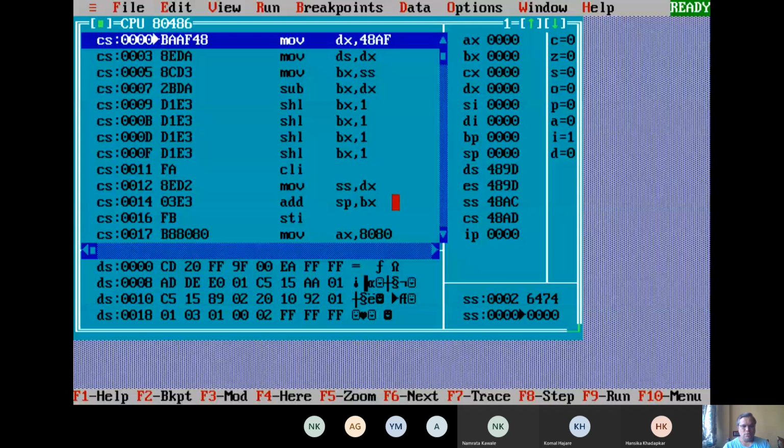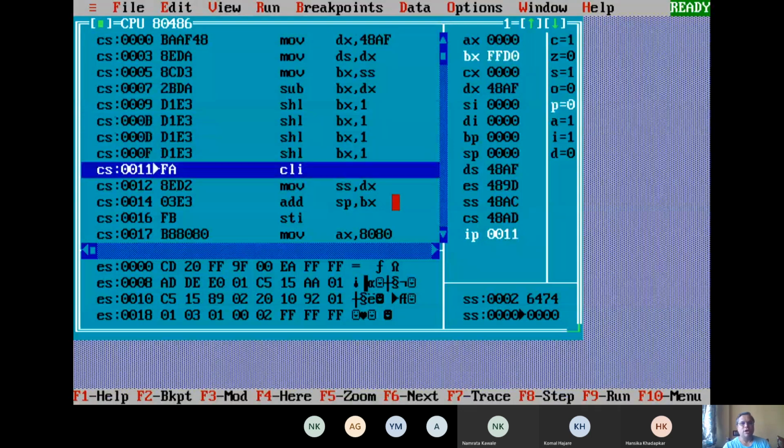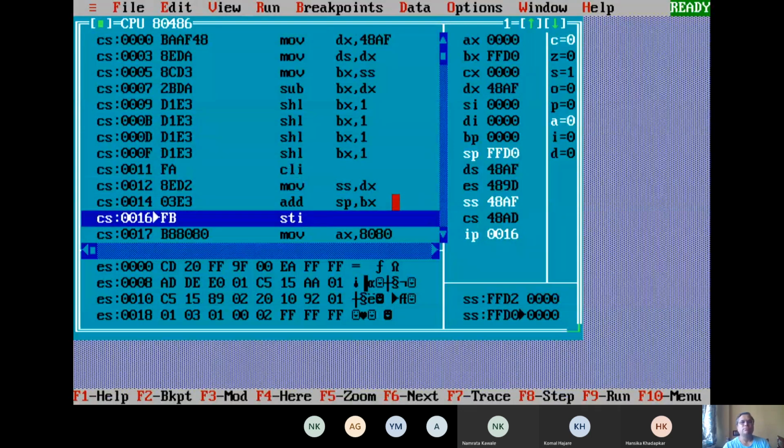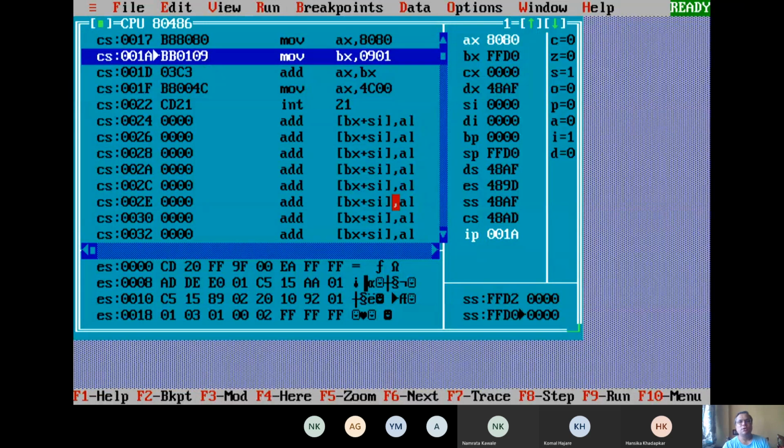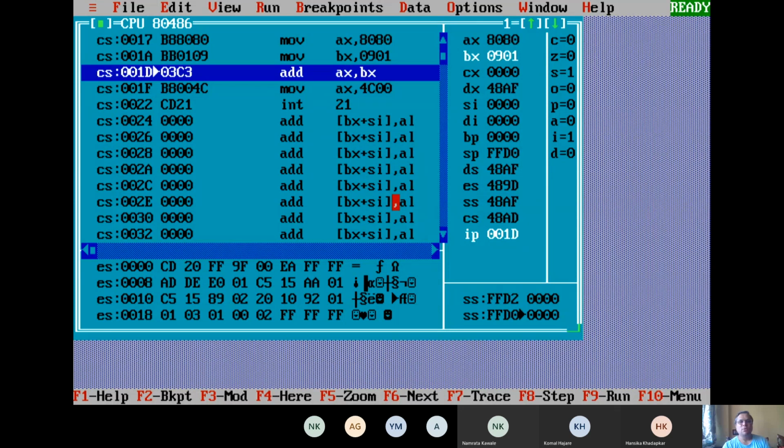Okay. Now, again, the same thing. Up to STI, I need not worry, I need not observe anything. So we will go directly to STI by pressing F7, of course. Then let us execute this instruction. Right now AX is 0000. If I execute this, it becomes 8080. Execute this instruction. Then BX becomes 0901H. Observe the parity flag. It is 0.